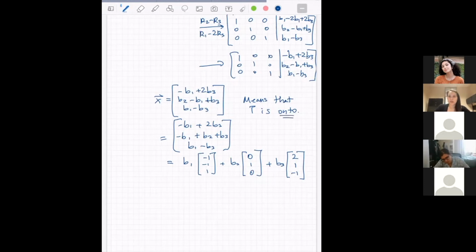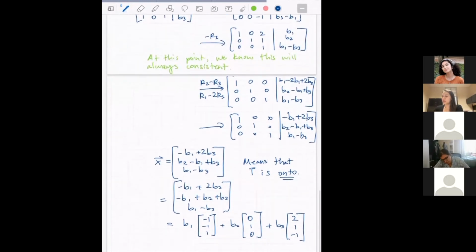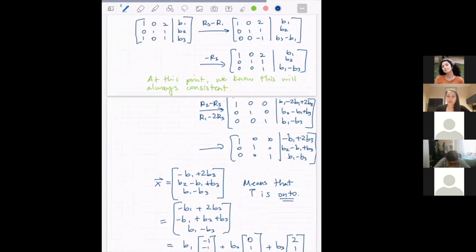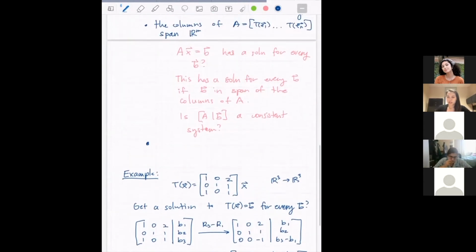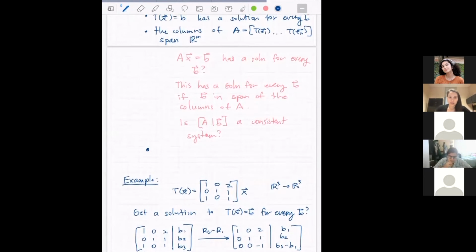Okay, so we actually already made the observation that once we got it into row echelon form, we could tell that this was consistent by the fact that every row had a pivot, right? So we had a pivot in every row. That means that we can't get an inconsistent system, which means that we'll always get a solution. So the last thing I wanted to add to this was that A has a pivot in every row.